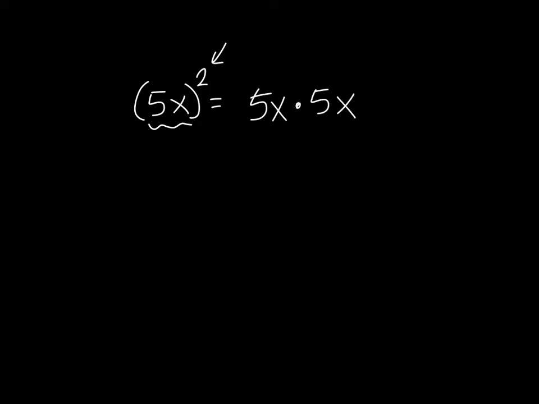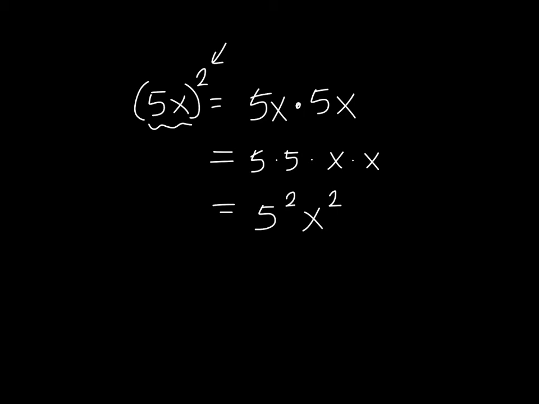And I have rule number 3, and that is if you have a multiplication inside of your bubble and you raise that to an exponent, what you're saying is you have this that many times, right? So you have 5x times 5x. Well, multiplication is commutative, so I can rearrange this. So I've got 5 times 5 times x. So really I have 5 squared times x squared.